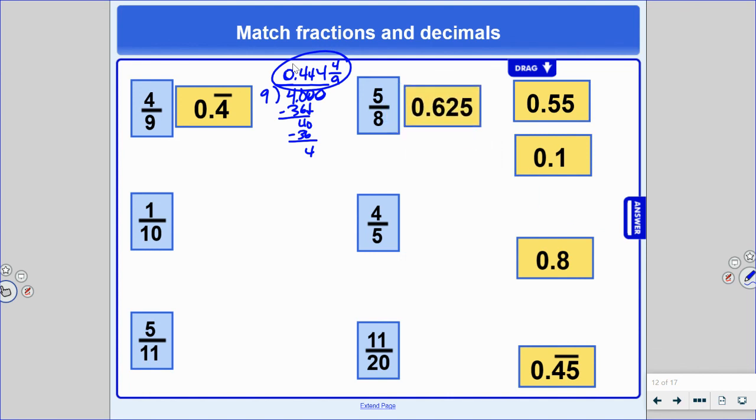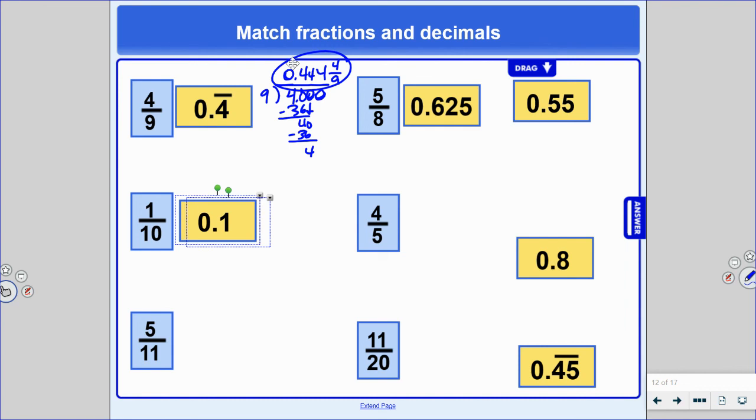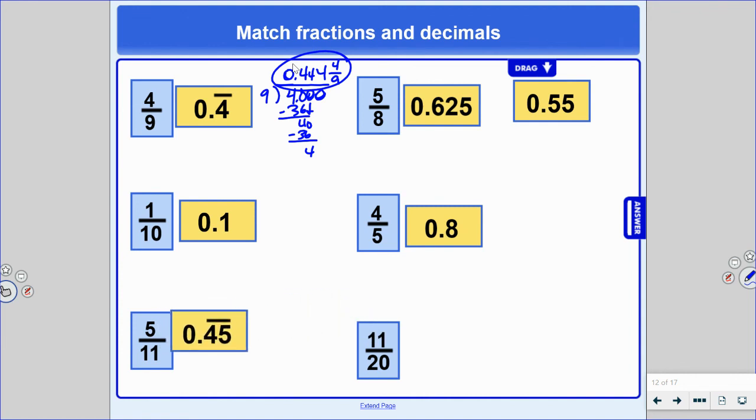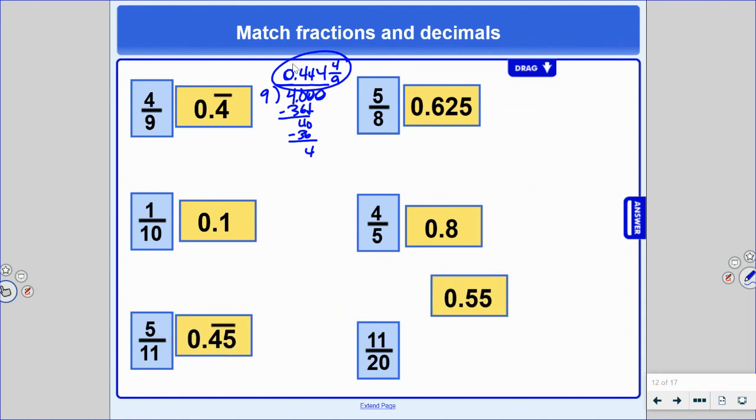Apologies. 5/8 is 625 thousandths. 1/10 is, well, 1/10. 4/5 is the same as 8/10, so you can rewrite that as 8/10. 5/11 is another one of the repeaters. And 11/20 is going to be 55/100.